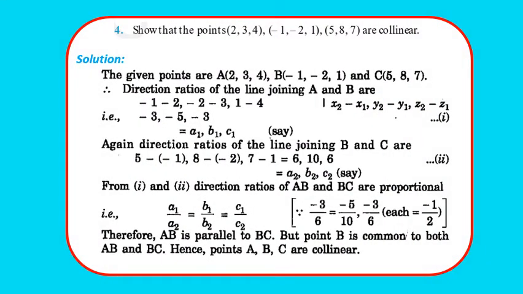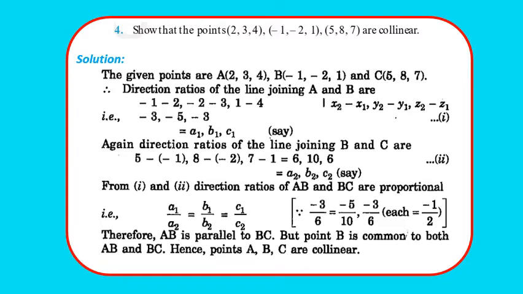Moving to question 4. Show that the points A(2, 3, 4), B(-1, -2, 1), and C(5, 8, 7) are collinear. The given points, we have 3 points: A (2, 3, 4), B (-1, -2, 1), and C (5, 8, 7). So the direction ratios of the line joining A and B.